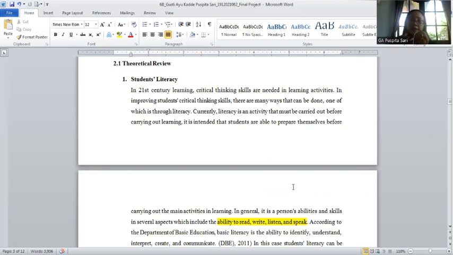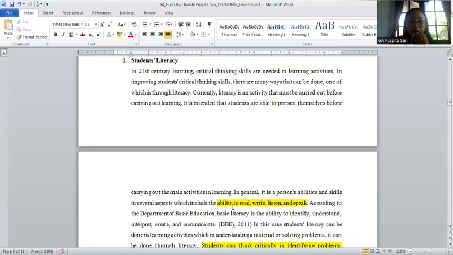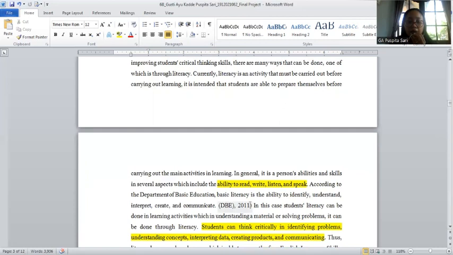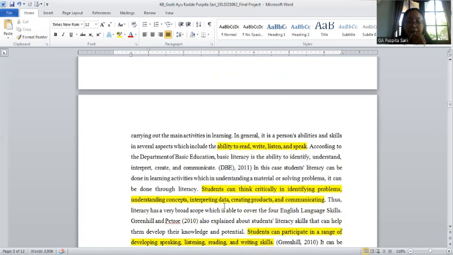As we know, students' literacy is not only about reading skills. Here, literacy includes language skills, which are reading, writing, listening, and speaking. It is also explained by the Department of Basic Education that basic literacy is the ability to identify, understand, interpret, create, and communicate. Through literacy, students can think critically in identifying problems, understanding concepts, interpreting data, creating products, and communicating.